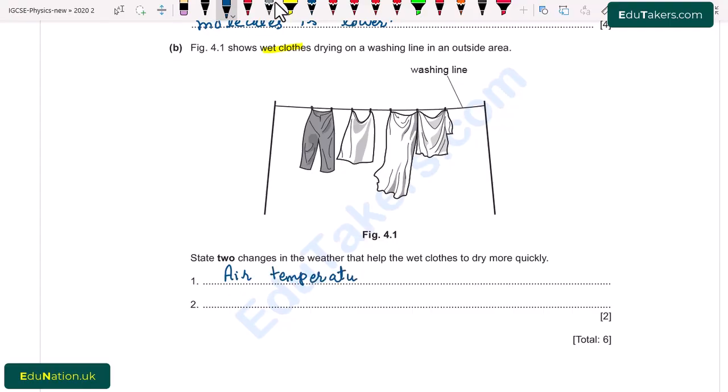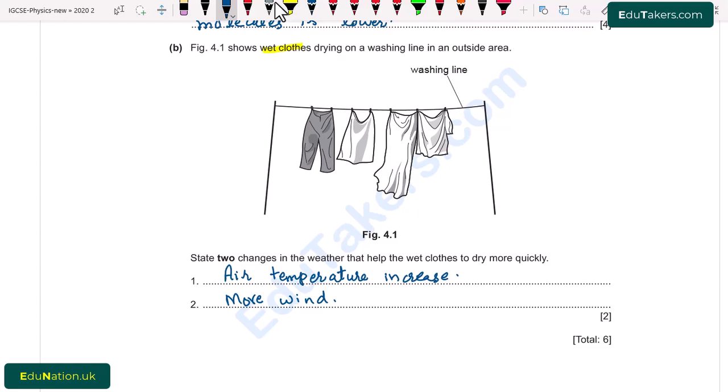Air temperature increase. Second one is that if there is more wind blowing at the surface, then the cloth will dry very quickly. There is also one reason that the light from the sun directly falls on this cloth. Then there will be more possibility for cloth to dry quickly.